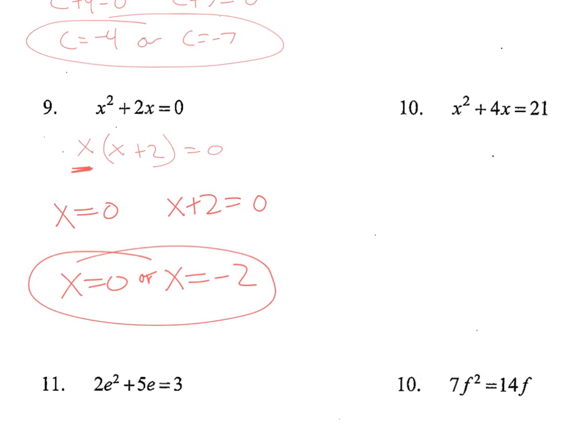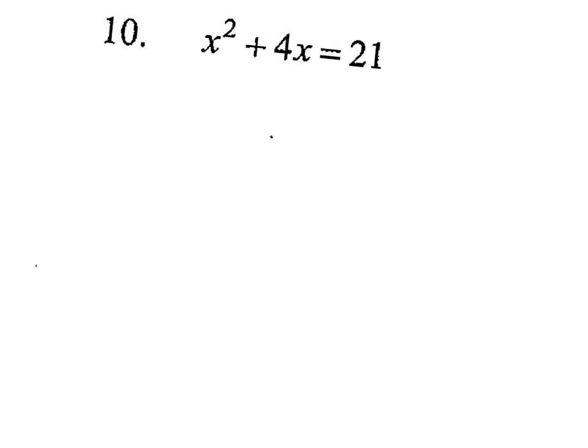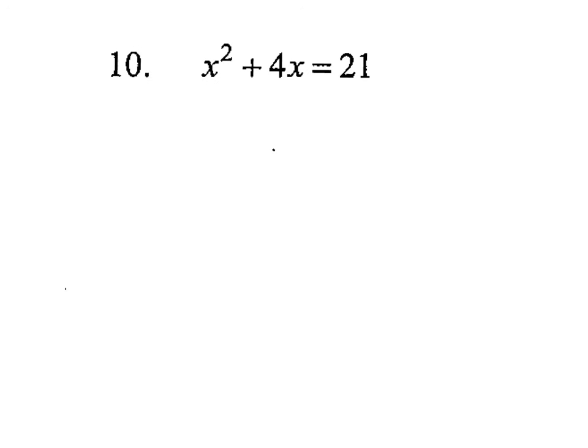Okay, number 10. In number 10, it's not in standard form right now. So what I have to do is first subtract 21 from both sides. Some of you in your head just went 21. X squared plus 4x minus 21 equals 0. Alright, it's standard form. It's equal to 0. Those are the first two steps.